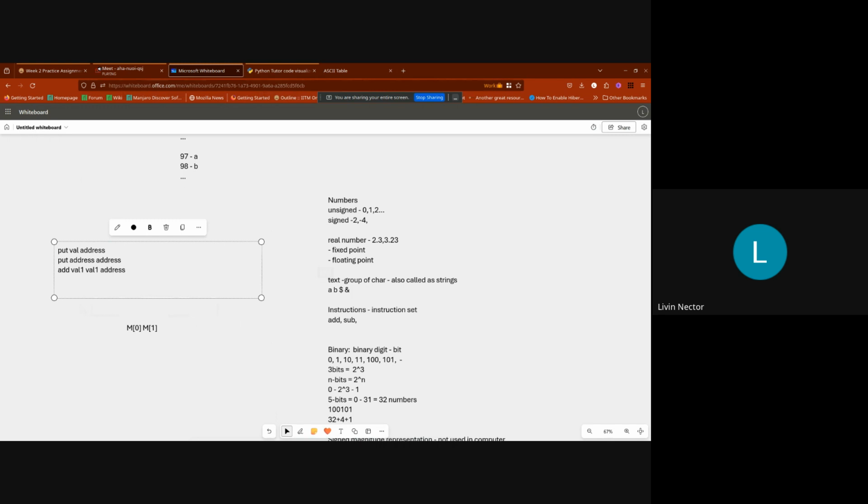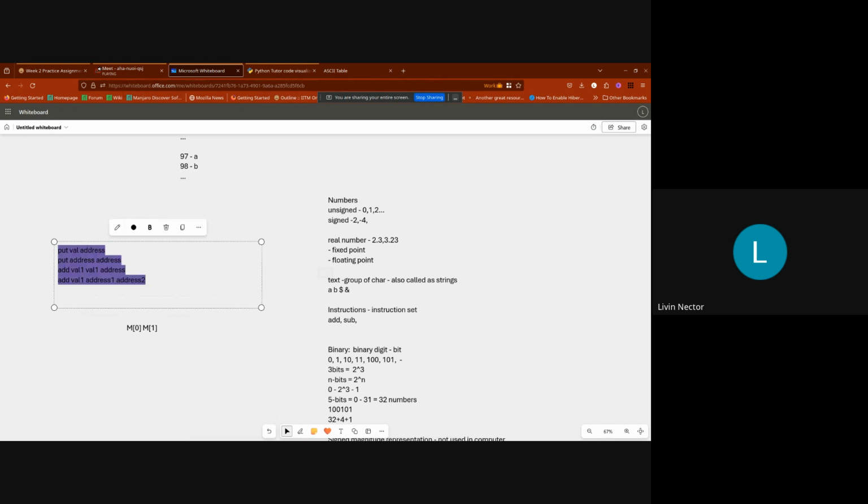Add these values and put it in that address, or else add the value with the value in this address and put it in the second address. Result. So there can be multiple instructions. So we want a way to represent all these things, right? How do we represent them? These are the different instructions: put, add, subtract.